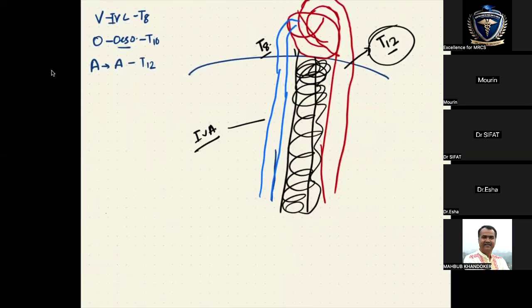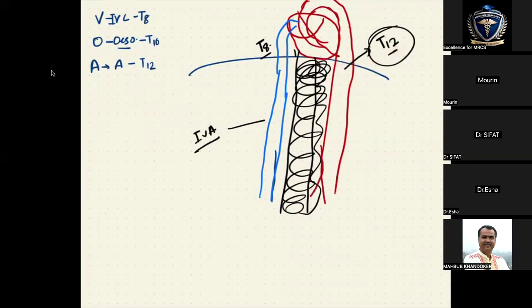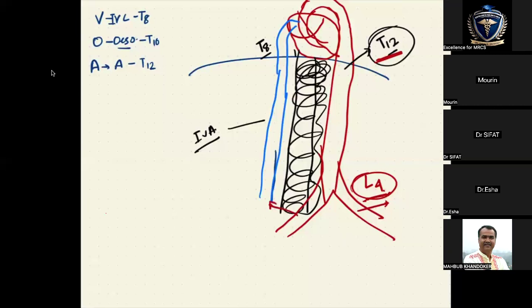So the abdominal aorta enters the abdomen at the thoracic 12 level, and it divides at the lumbar 4 level. So always remember, it begins at the thoracic 12 level and divides at the lumbar 4 level. And by forming which vessel? It is called the common iliac artery. And the common iliac artery ultimately divides into two parts: one is the internal iliac artery and the other is the external iliac artery.